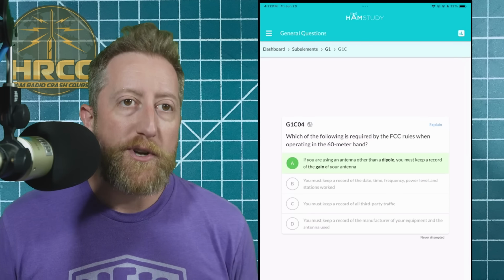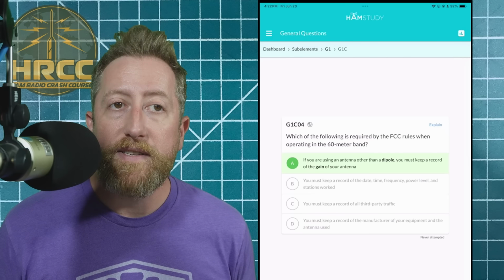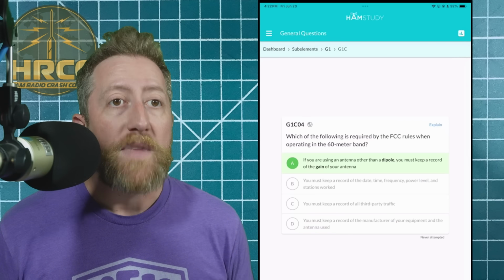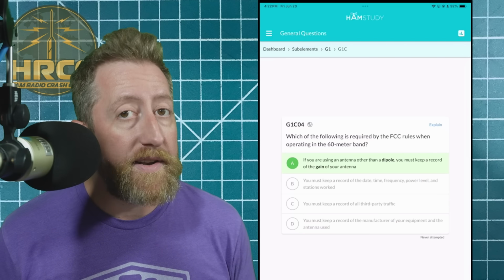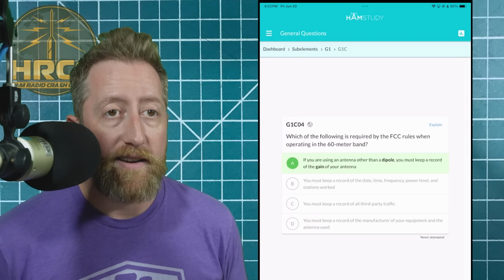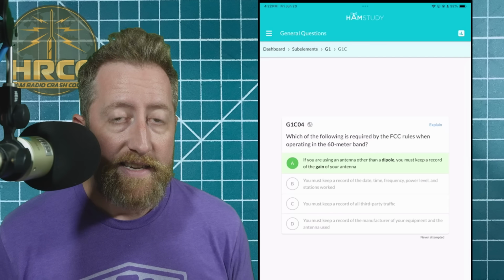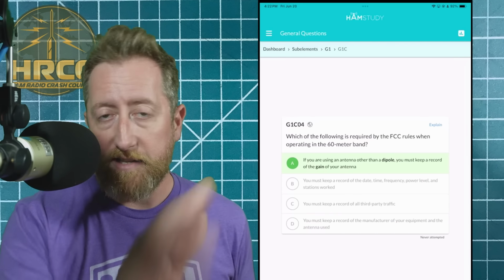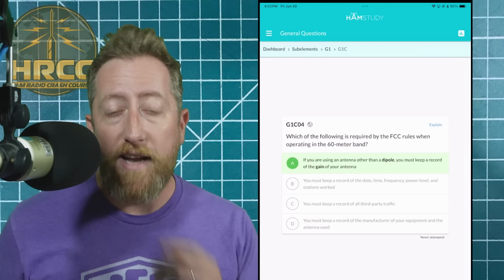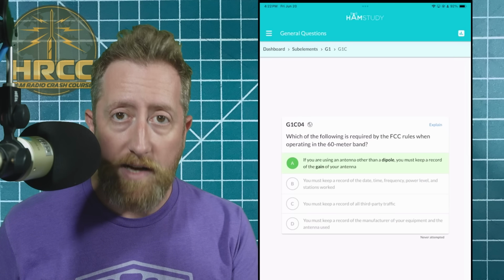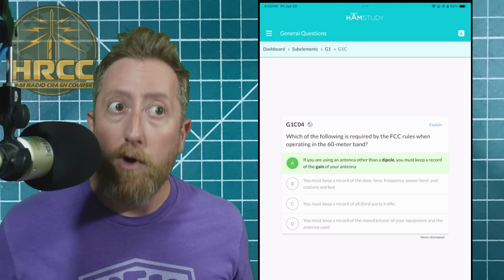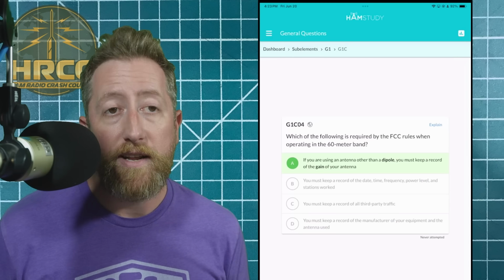Question 4. Which of the following is required by the FCC rules when operating in the 60-meter band? If you are using an antenna other than a dipole, you must keep a record of the gain of your antenna. Yeah, if you think about an antenna like a Yagi, where you get 6 dB of gain coming out the front of that, and you're putting 100 watts down it, more of your power is going in that forward direction, and you need to keep an eye on that.